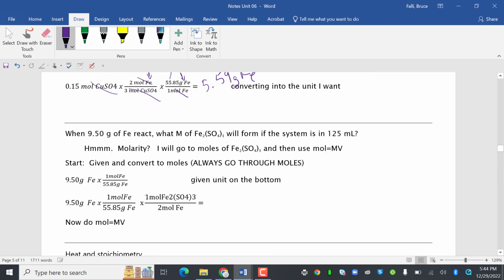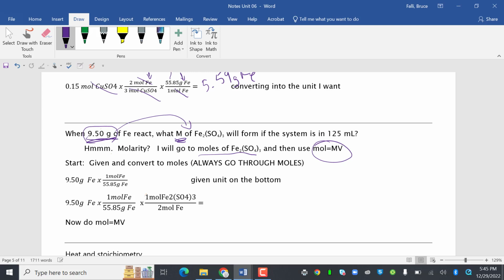All right, here we go. I'm going to jump all the way down to the bottom part here. When 9.5 grams of iron react, what molarity of FeSO4 will form if the system is in 125 milliliters? I'm going to have to do moles equals MV. Molarity. I will go to moles of FeSO4, so it's grams of Fe, into moles of FeSO4, then use moles equals MV.